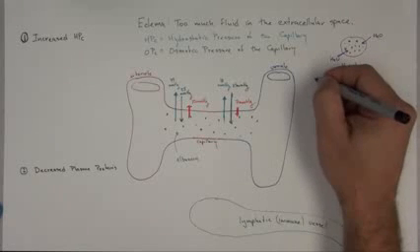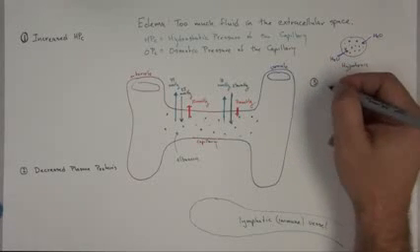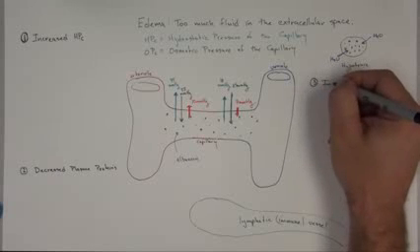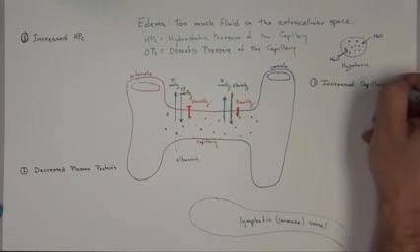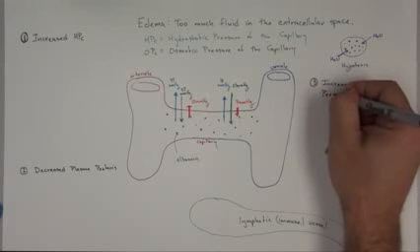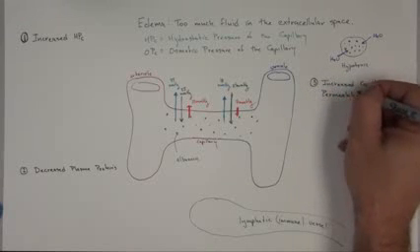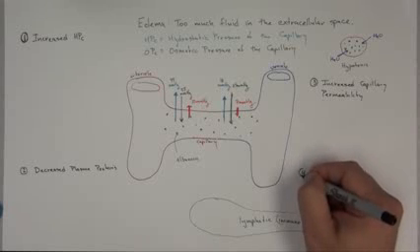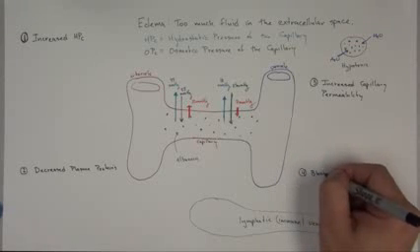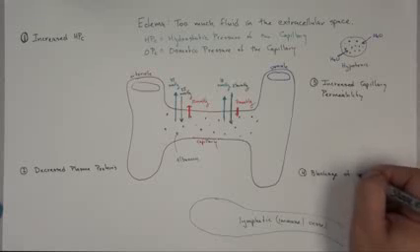The third one is increased capillary permeability. And the fourth one can be blockage of lymphatic return.